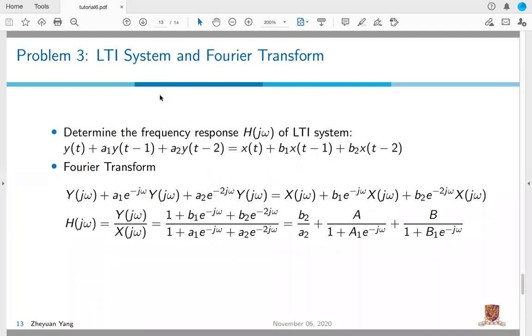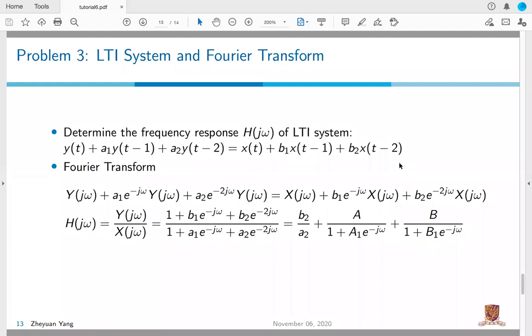So I want you to determine the frequency response H(j omega) of the LTI system, which is the summation: the output is y(t) plus a1 times y(t-1) plus a2 y(t-2), and the input is x(t) plus b1 x(t-1) plus b2 x(t-2).